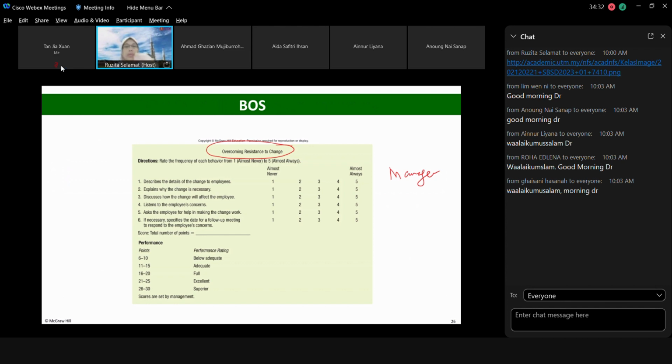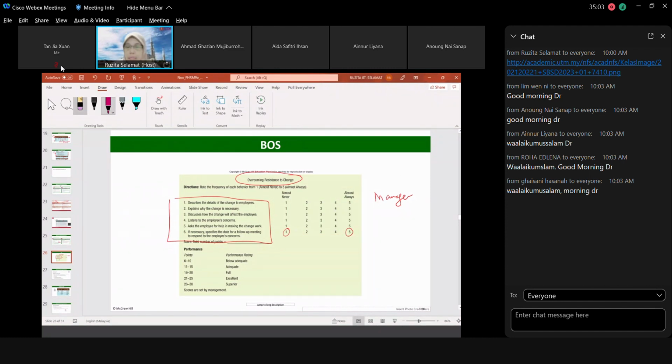Right, so let's say this is only one part of the manager's job, helping the employees to understand the changes, helping the employees to accept the changes. All right, yeah. And what are the statements? Yeah, these are the behavioral statements. Right? And what are the ratings? Yeah, the rating goes from 1 to 5.